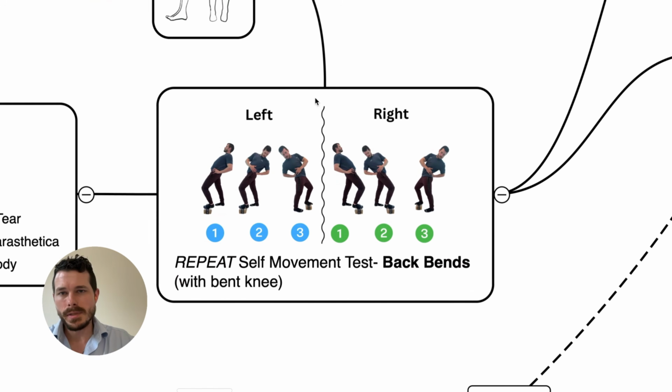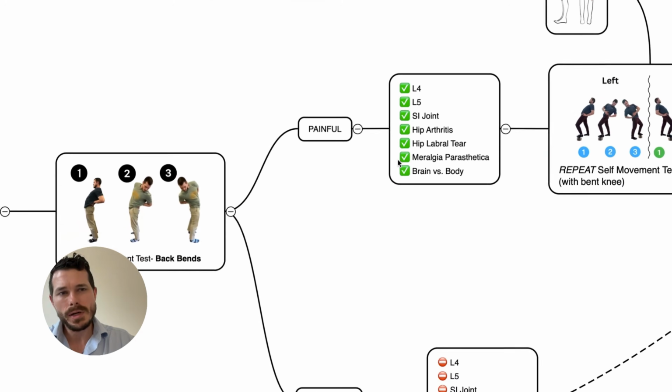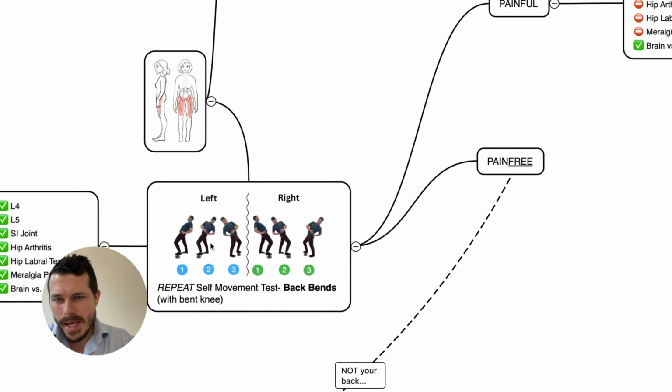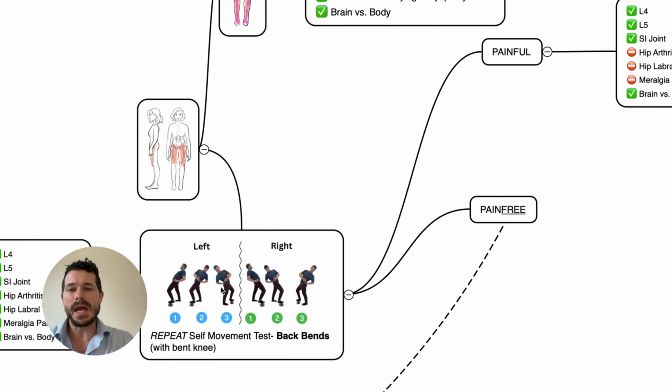So you've got the one-sided symptoms. If it was left, you did this. If it was right, you did this. We repeated that same test, just a little bit different. Why did we do that? Maybe now as you did it, it was pain-free. What does that mean? Or maybe it was still painful.